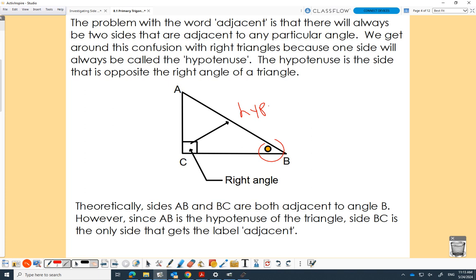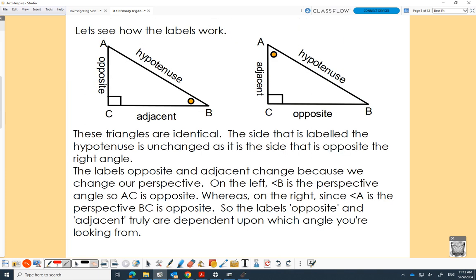Are there any questions about that? Again, that's a lot of paragraphs to explain something you could have just said at the start. You've got an opposite and adjacent side, the long one's the hypotenuse. So let's see how the labels work.